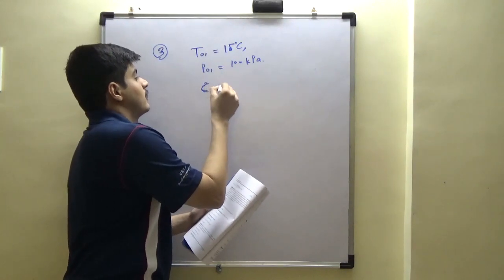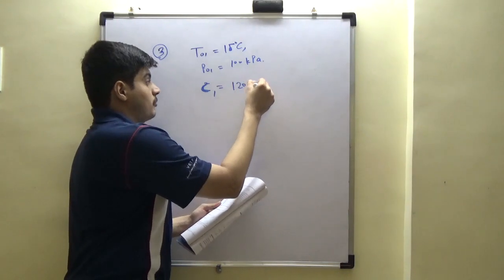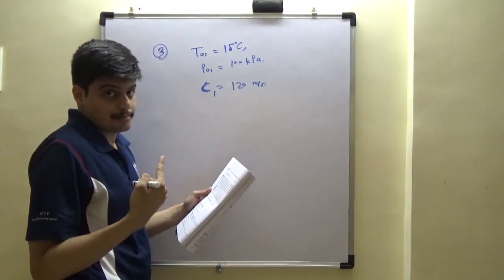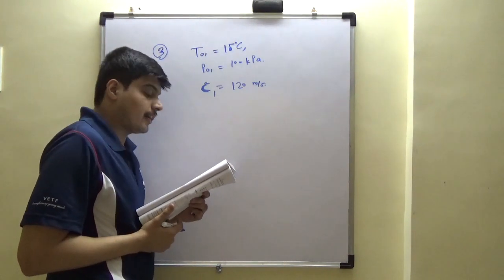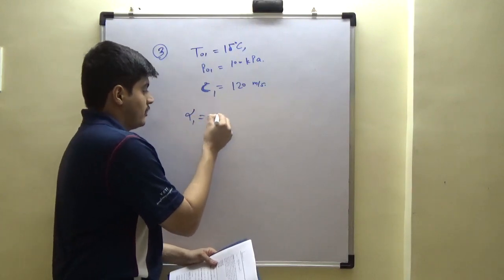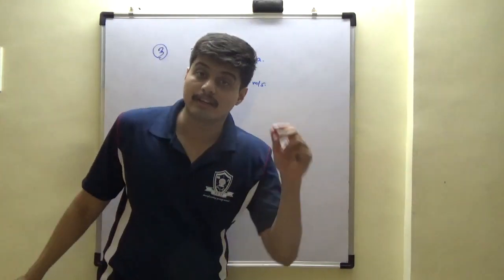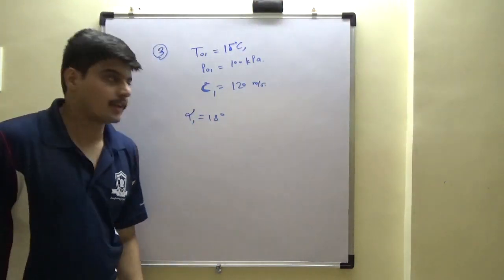C1 is 120 meter per second, absolute, right? Absolute frame of reference. Inlet guide vanes direct the flow to the rotor at angle 18 degree. Immediately I should translate the information like this. So there is an inlet guide vane which directs it, right?